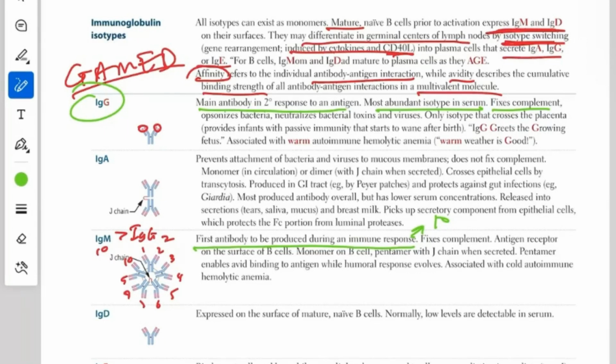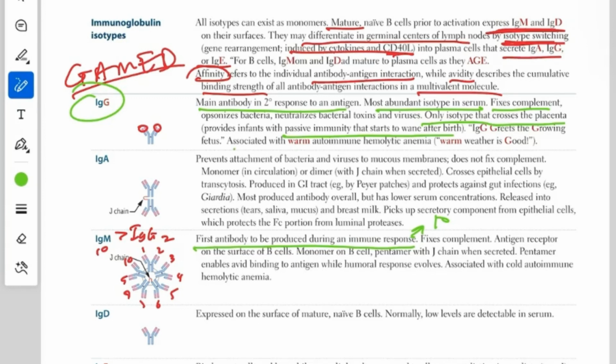And IgG is the only one that crosses the placenta. This is also important when we get to hypersensitivity reactions, where there are some disease conditions where IgG crossing from the mother to the fetus can lead to problems in the fetus, right? But the good thing about this as well is it provides passive immunity to the fetus, which begins to wane after birth, within the first 6 months after birth.